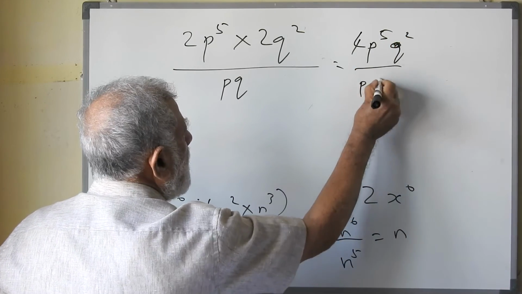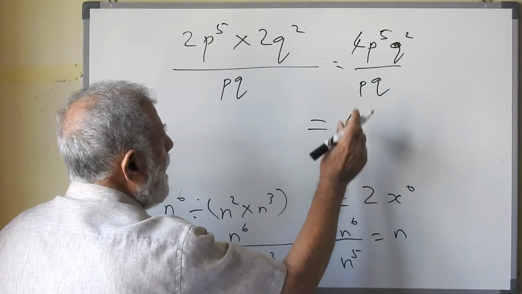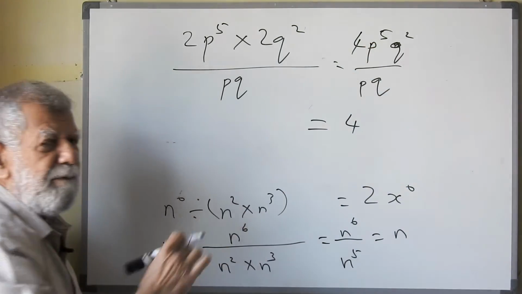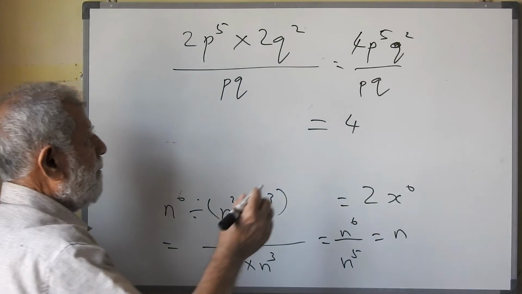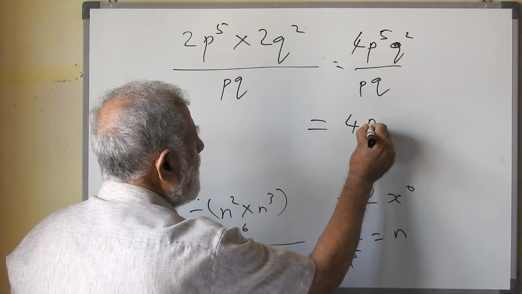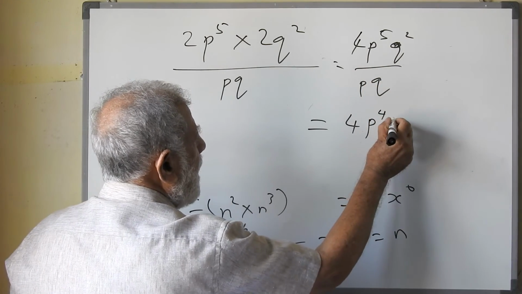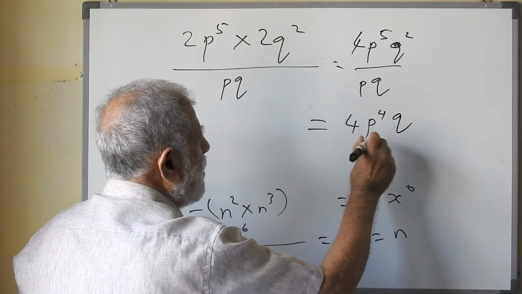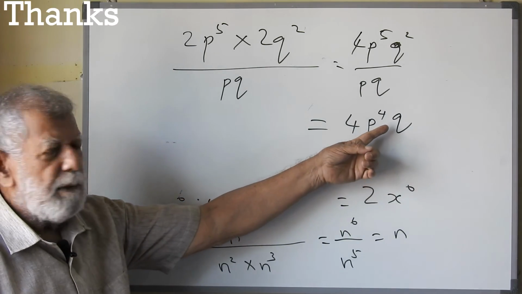Upon pq. So that is equal to: in the numerator 4 is there. Then p to the power of 5 and p, we can simplify. How? By dividing, we have to subtract the powers. So 5 take away 1 is 4. So p to the power of 4. And here q squared and q, we can simplify and it will be q to the power of 1. So the answer for this will be 4 p to the power of 4 q.